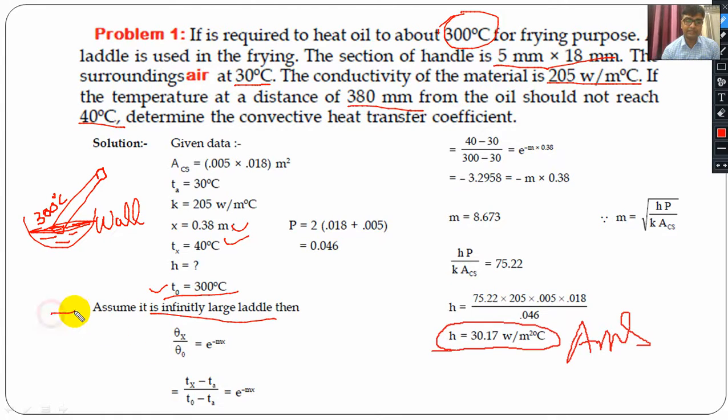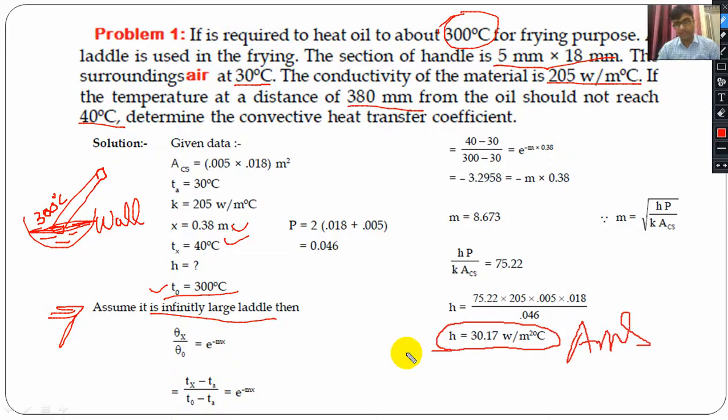The important thing is, always write in the solution what assumption you are following for solving the question. Here I am assuming this is an infinitely long fin. Why am I considering it a fin? Because this is the extended surface from that wall, so it is considered as a fin. So it's an infinitely long fin.